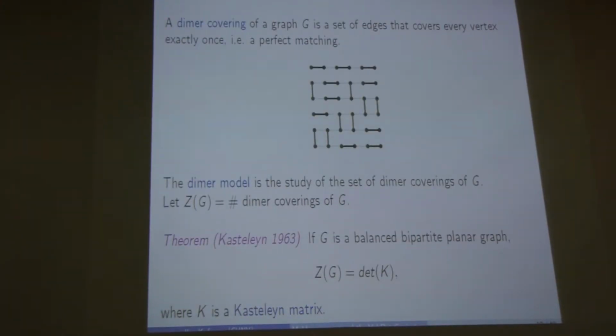So this is where the dimers come in. A dimer covering is a set of edges that covers every vertex exactly once, a perfect matching. Okay? So the dimer model is the study of the set of dimer coverings. And if Z of G is the number of dimer coverings, then Kasteleyn showed in 1963 that if you have a balanced bipartite planar graph, the number of dimers is given by the determinant of the Kasteleyn matrix.